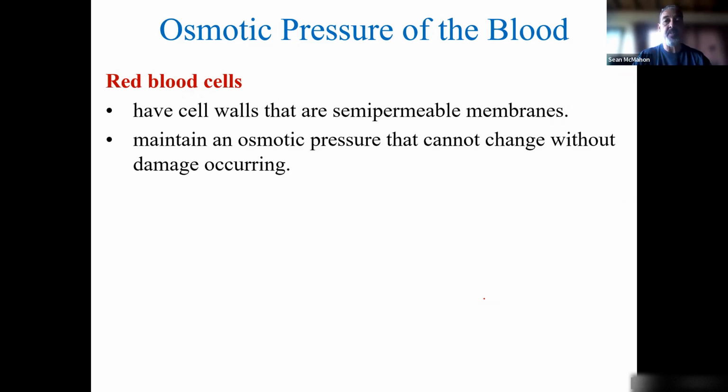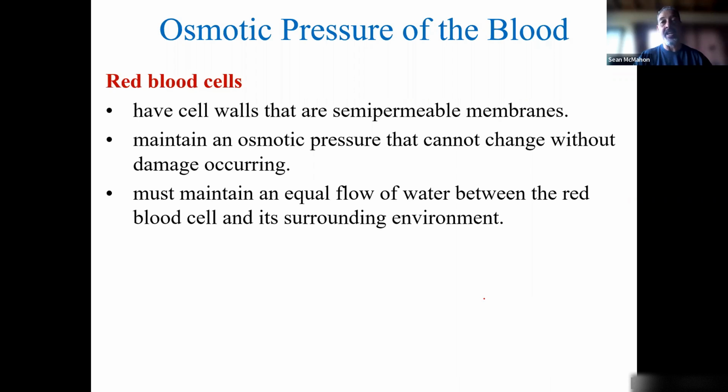So to maintain an osmotic pressure that cannot change without damage occurring, you've got to make sure that whatever's going in your body is at the right concentration. So you've got to maintain an equal flow of water between the red blood cells and the blood plasma, right? The red blood cells are dissolved in your plasma, which also has white blood cells, proteins, and several other things as well. Fibrinogen for scarring and things like that.